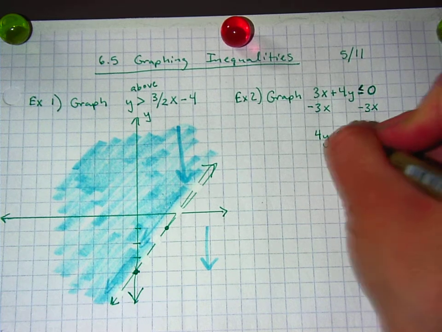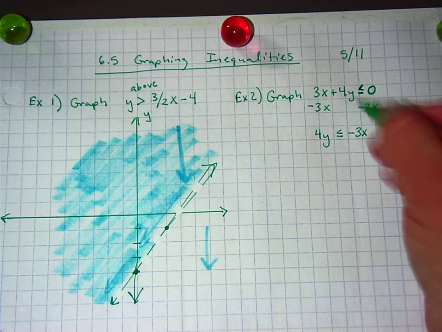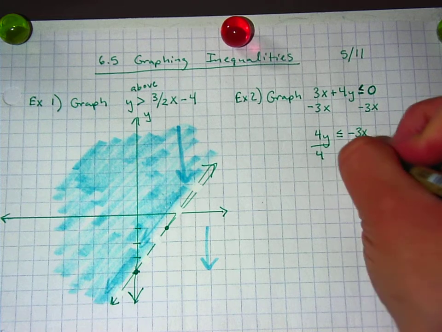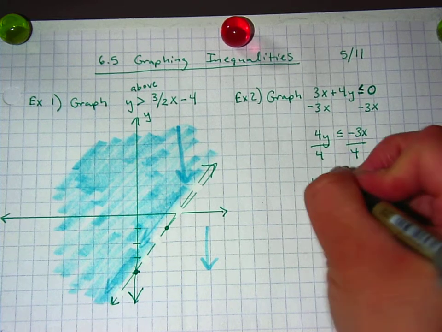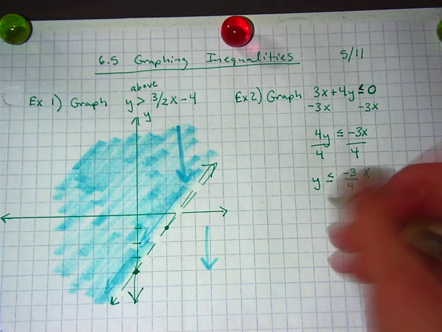So I get 4y is less than or equal to -3x. And remember, just because I'm subtracting 3x, I don't have to switch my sign. I'm also not going to switch my sign right here when I divide by 4, because it's not a -4. If it was a -4, I definitely would have switched it.